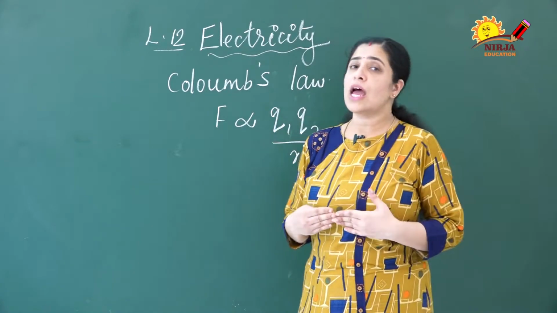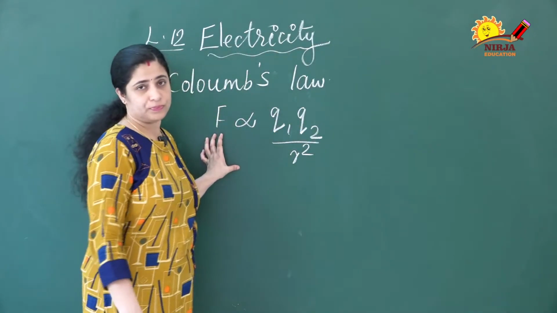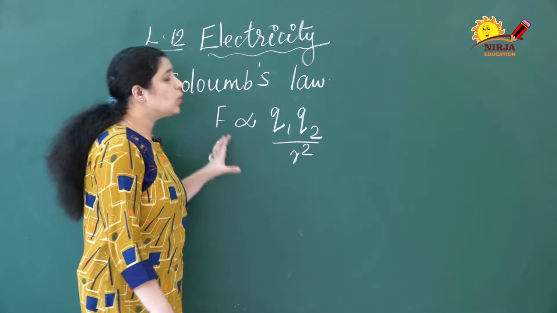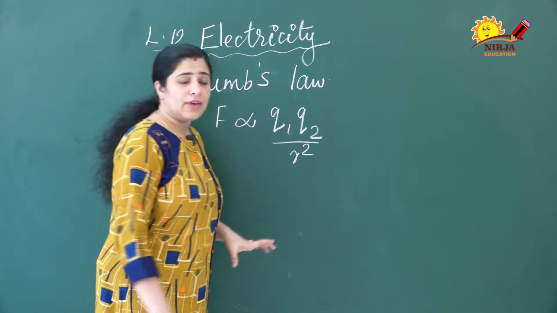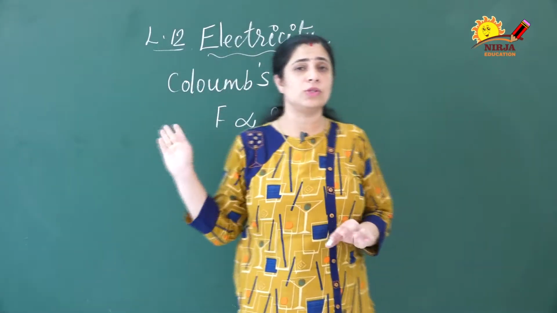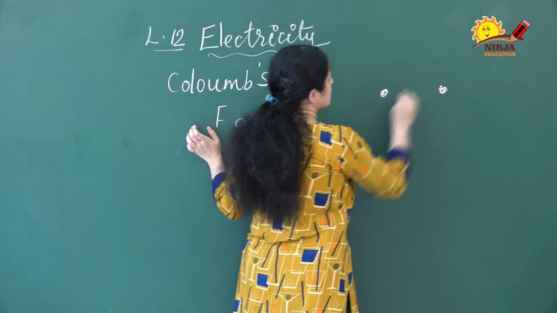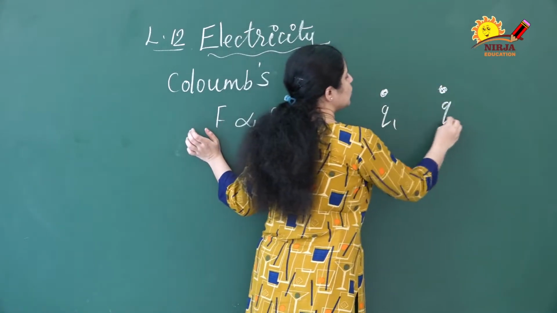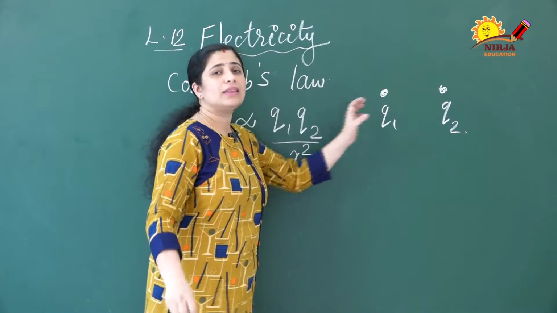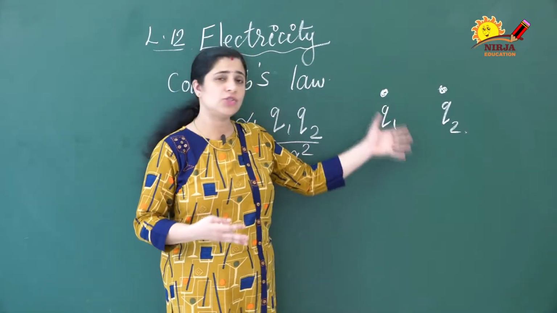So first I am going to discuss one important law, that is Coulomb's law. This law is known as Coulomb's law. You have already learned the gravitational law, and Coulomb's law is similar. Suppose we have two charges. These charges are Q1 and Q2. You know that there may be an attraction or repulsion between these charges.